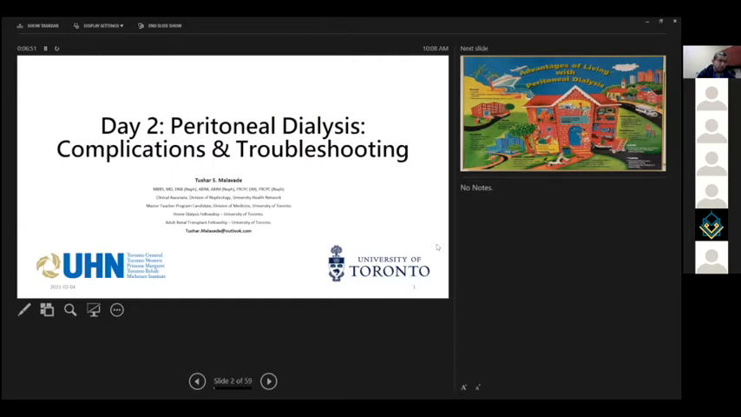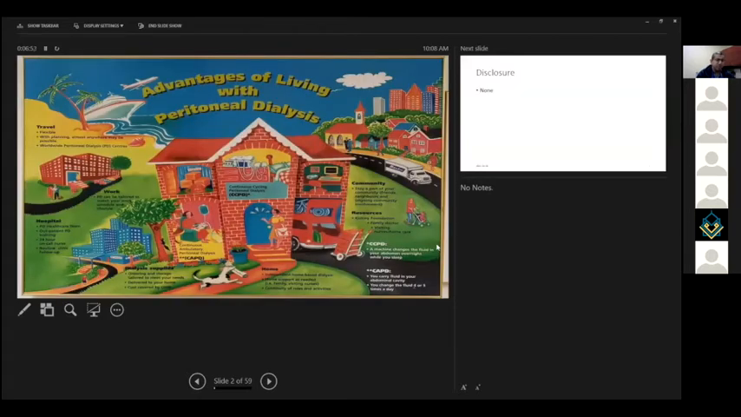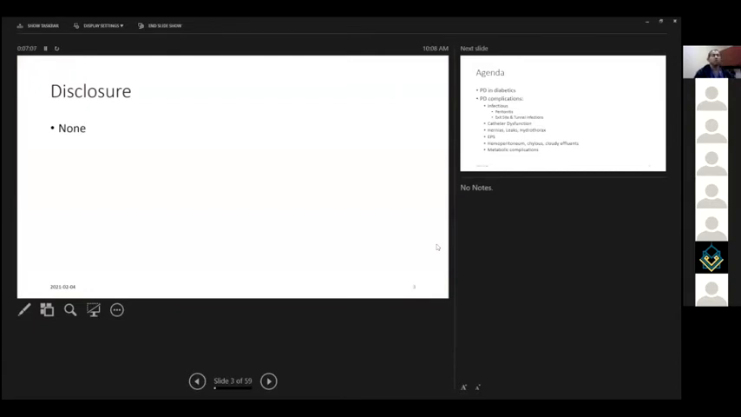So again, I'm going with this, which tells about the advantages of living with peritoneal dialysis. I know it's not much used in Africa because of the resource limitations, but this is something which will probably be there in the next 10, 15 years as well. Now, I have nothing to disclose. I don't have any financial disclaimers.